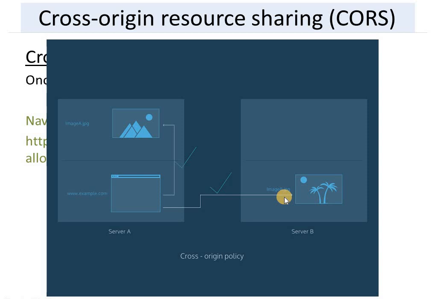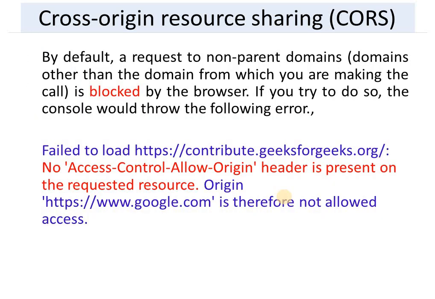But is it that simple? What is the managing policy behind this? There must be some mechanism to be followed so that I cannot just randomly give access to any resources. So there must be one policy over here, some mechanism to follow for this CORS. Now see this. By default, whenever you request a non-parent domain, other than the domain from which you are making the request, it is blocked by the browser.